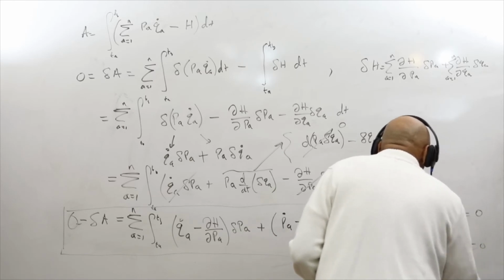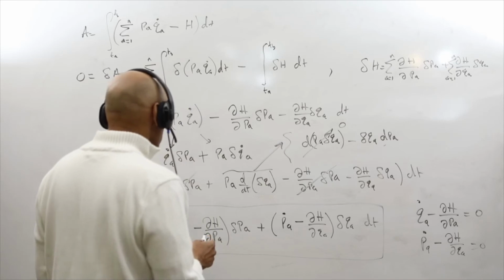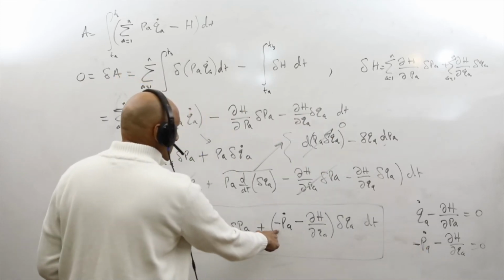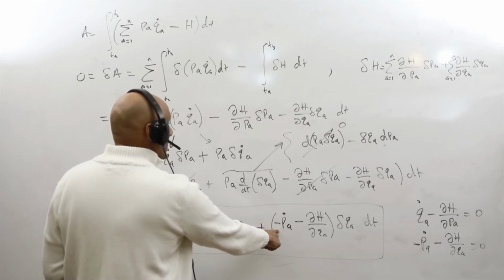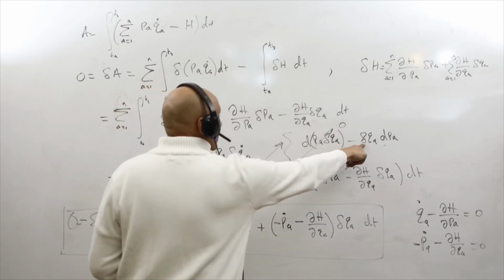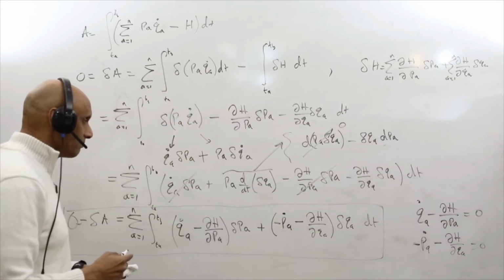is equal to 0. Oh, I think I made a mistake here. There's an extra minus here. Sorry, there's a minus here. I forgot the minus. The minus comes from here. This is the minus. The minus going dPA dt. Sorry, let me write it down.